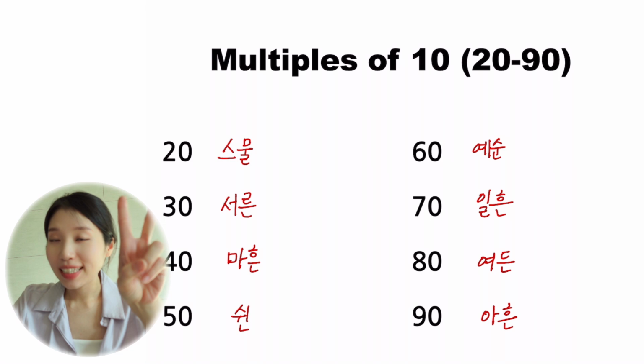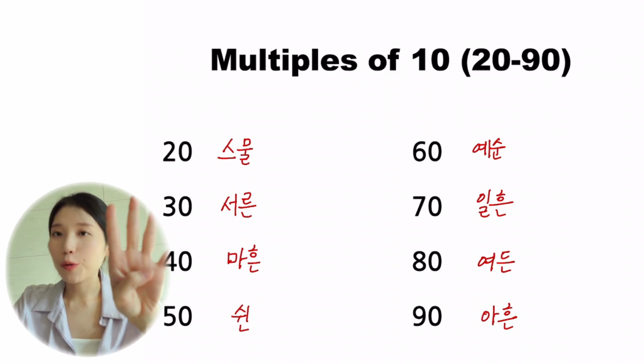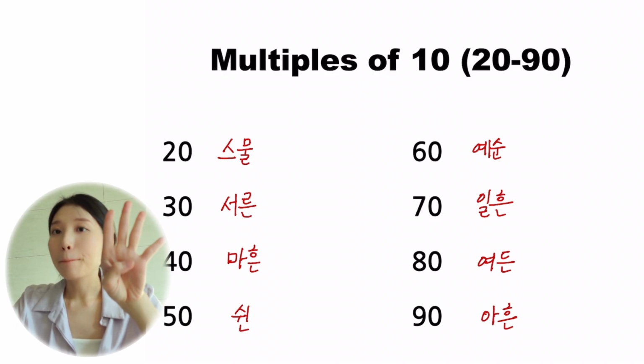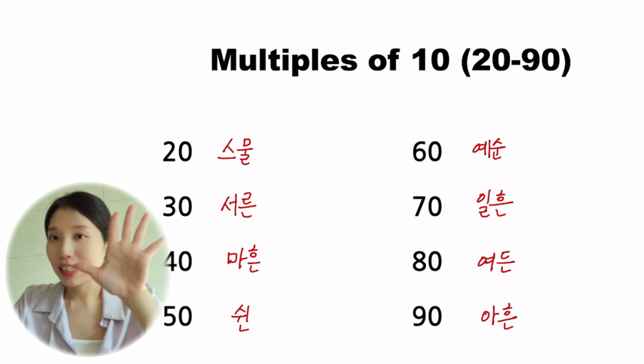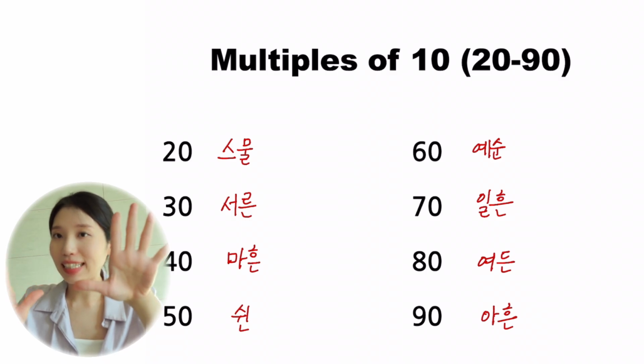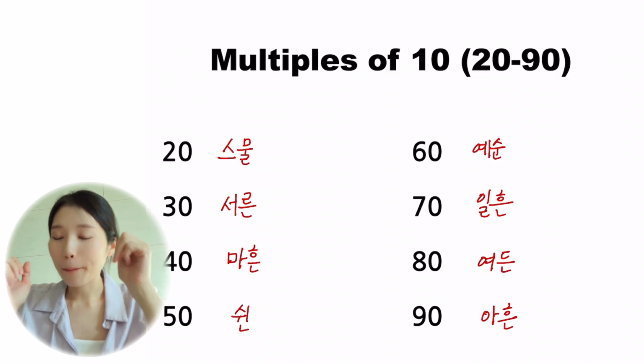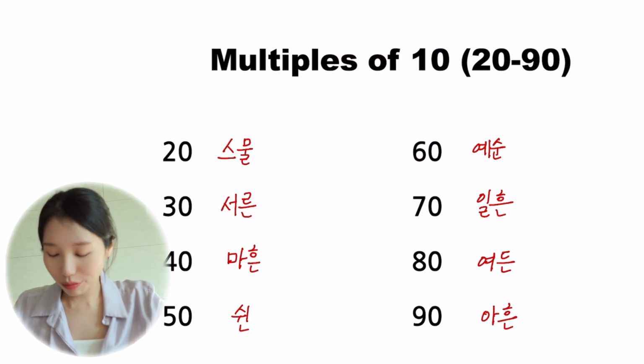Let's read them together. 20, 스물. 30, 서른. 40, 마흔. 50, 쉰. 60, 예순. 70, 일흔. 80, 여든. 90, 아흔. Perfect. If you followed till now, you're very nice.